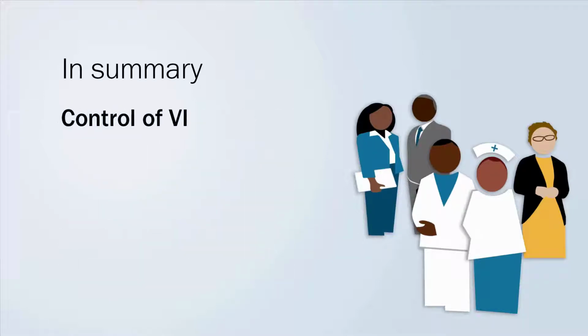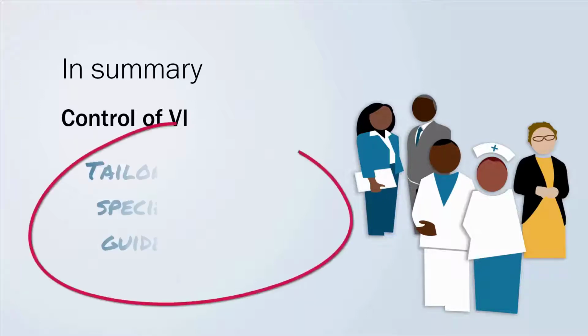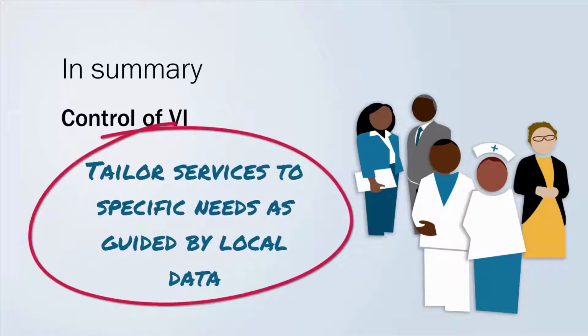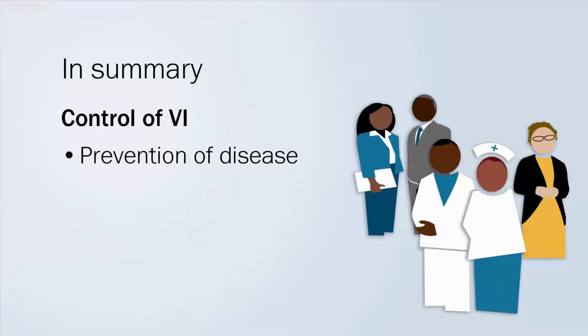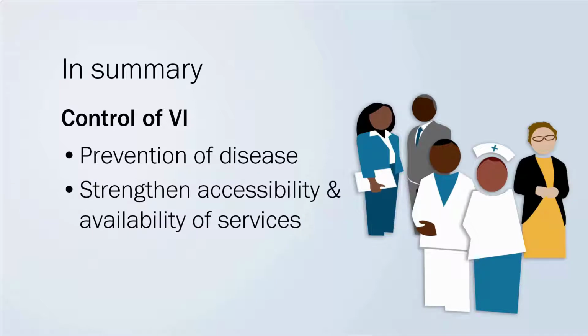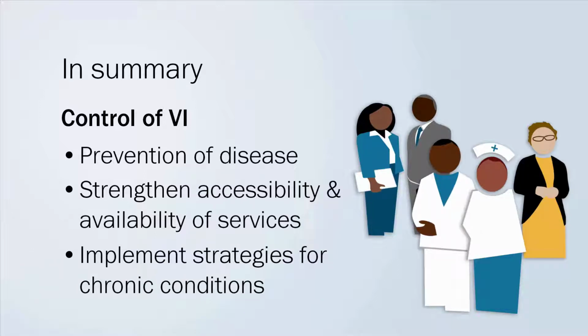To control visual impairment, eye health systems must tailor services to specific needs as guided by local epidemiological data, and these should include the prevention of disease, strengthening accessibility and availability of surgical and optometry eye care services, and implementing strategies for early detection and management of chronic conditions.